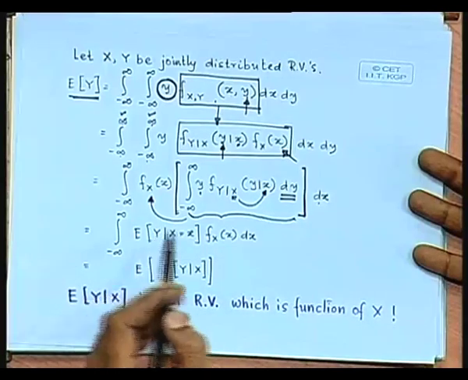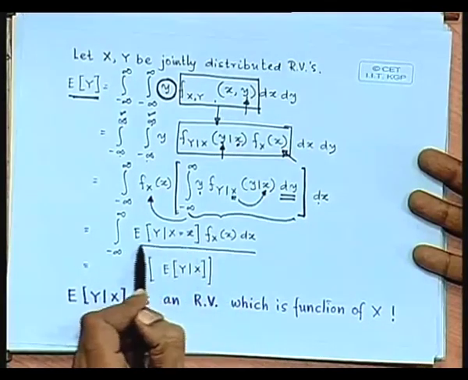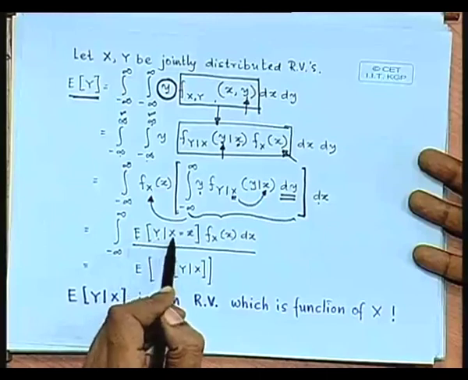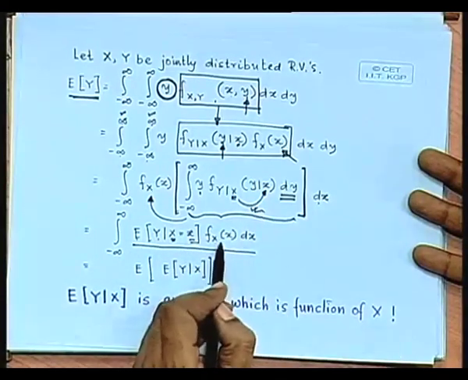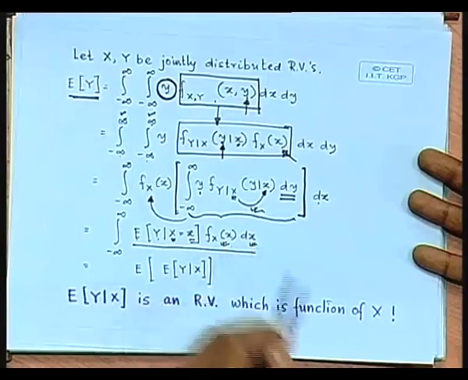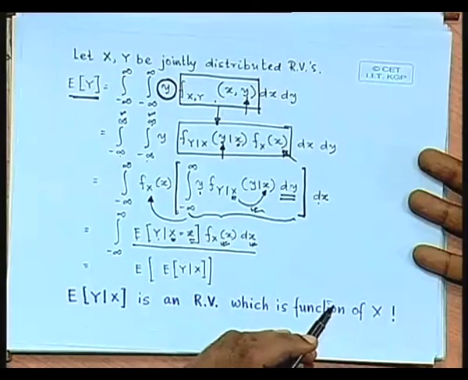So, what you actually get is this one. You get the expectation of y given capital X is equal to x, which is this integral, multiplied by fxx into dx. Now, this looks like what?